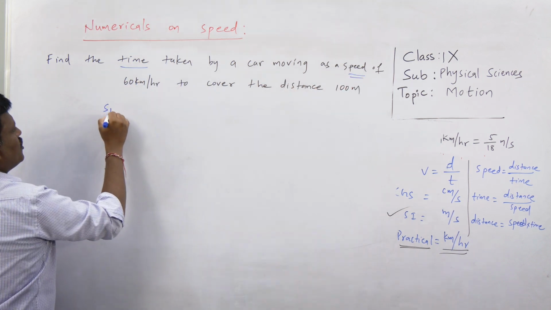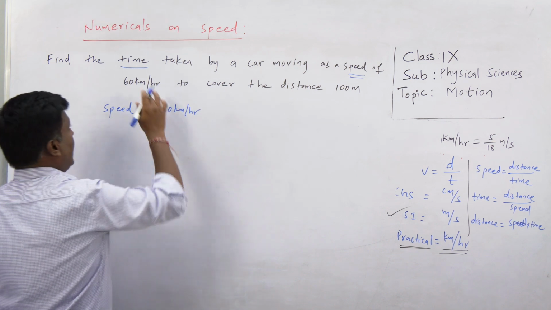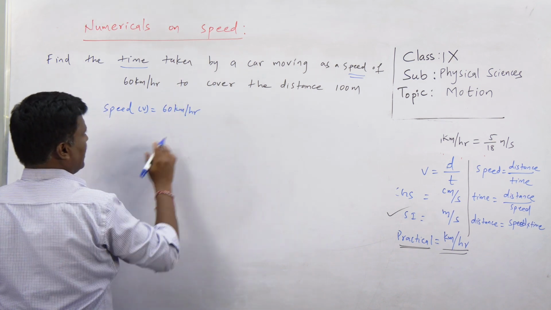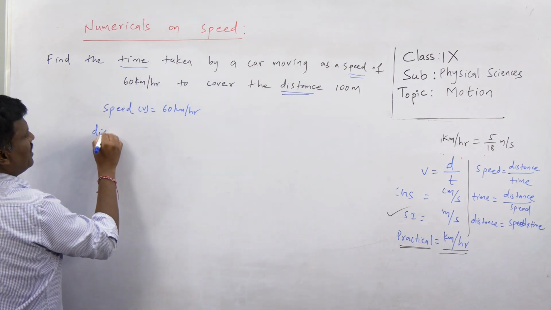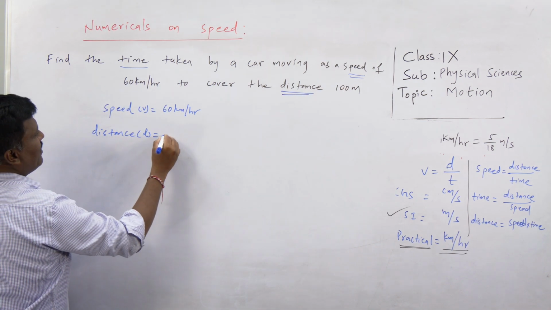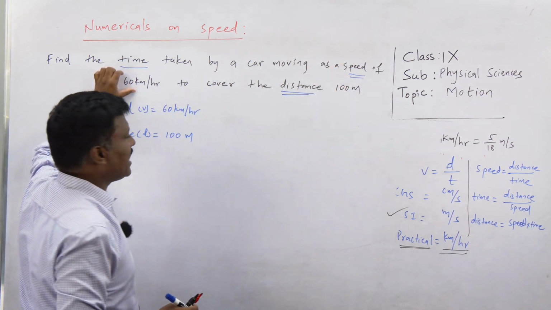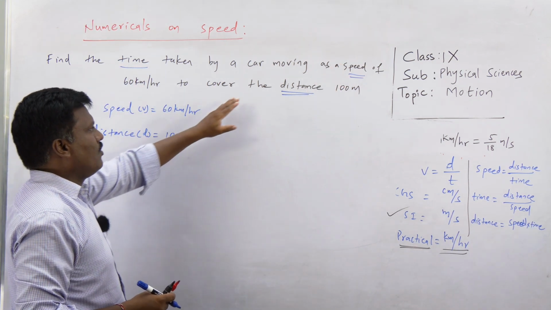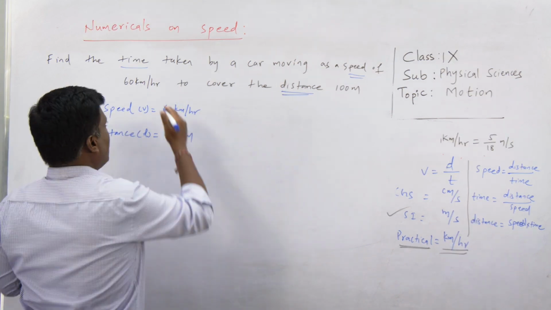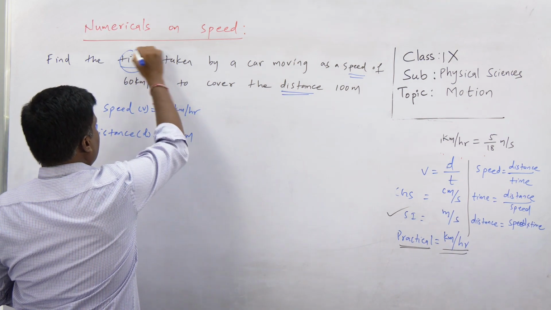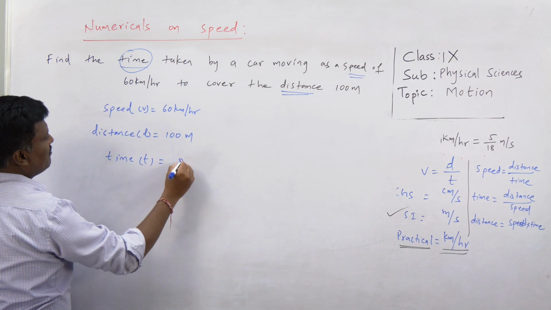Okay, so speed is equal to 60 kilometer per hour, and time taken we have to calculate, and this car covers how much distance? 100 meters. So the distance covered is given, 100 meters. What is the speed of the car? 60 kilometer per hour, that is given. What is the distance covered by the car? 100 meters. Now what do we have to calculate? We have to calculate the time value. Time t is equal to question mark.